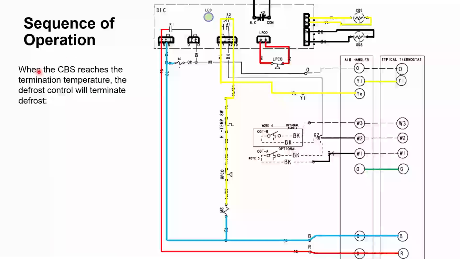When the coil bottom sensor reaches defrost termination temp, we will terminate defrost, which means we're going to open up the K1 relay, close the K2 relay, and allow normal operation to continue. Go back into heating mode. So no more power to the X2, no more power to the switchover valve, and the fan starts back up.